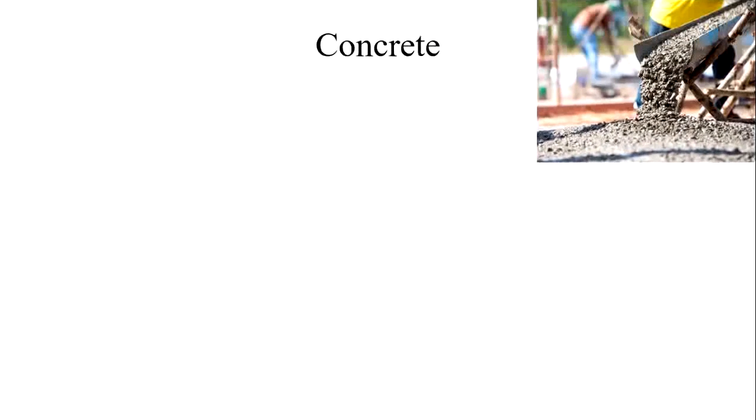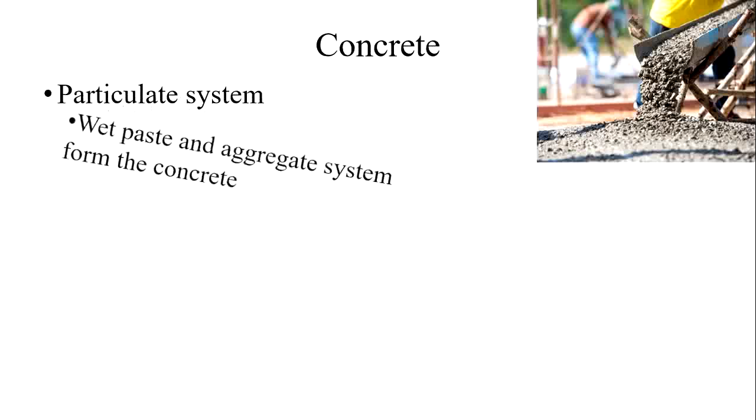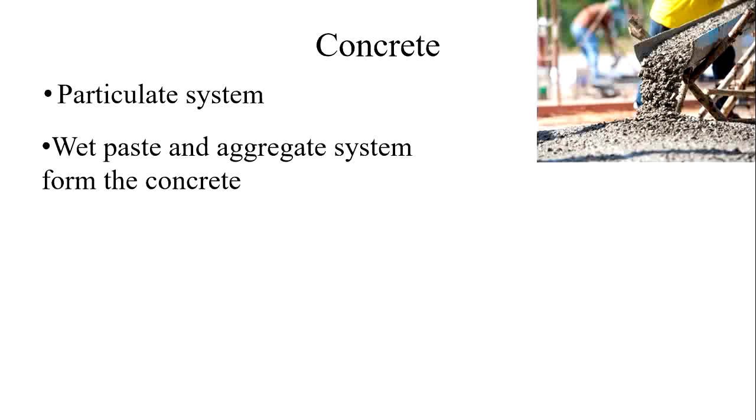Generally, we know what concrete is. It is a mixture of many ingredients, which are cement or cementitious material, coarse aggregate, fine aggregate, as well as water. That's why it is known as a particulate system. In the fresh state, all the materials are in a plastic state, that is, able to flow.